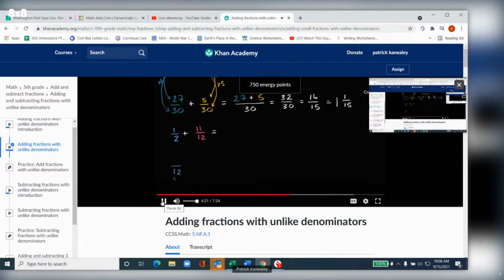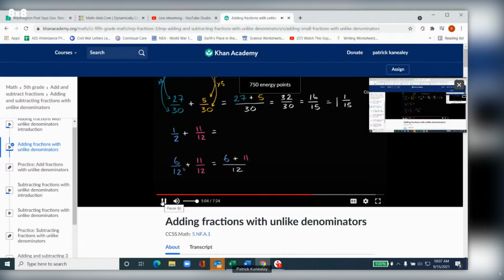So 1/2 is what over 12? To go from 2 to 12, you multiply by 6, so we'll also multiply the numerator by 6. And we see 1/2 and 6/12 are the same thing. 1 is half of 2, and 6 is half of 12. And how would we write 11/12 as something over 12? It's already written as something over 12. 11/12 already has 12 in the denominator, so we don't have to change that. And now we're ready to add. This is going to be equal to 6 plus 11 over 12.